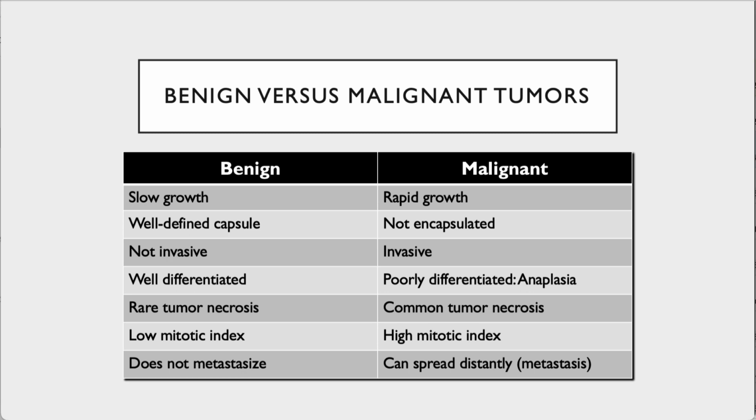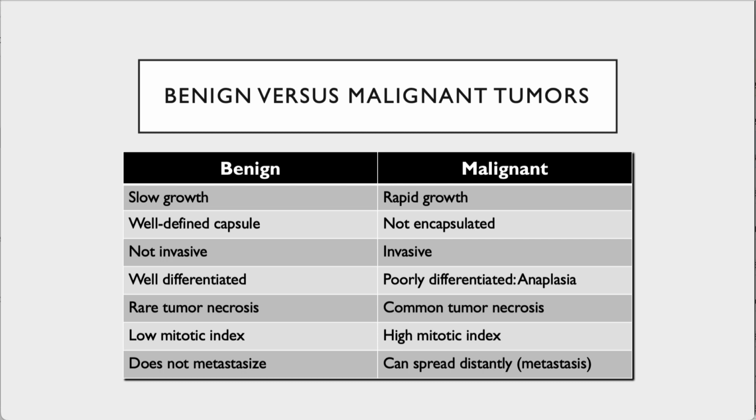Benign tumors rarely have necrosis, but necrosis is very common in malignant tumors. And that makes sense, right? Because the body's fighting those malignant tumors. They are not programmed. You can't program a cancer cell to stop growing and reproducing and die. It is very common for necrosis to occur.